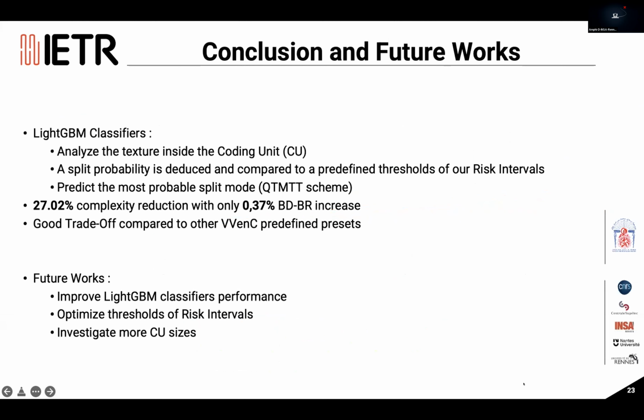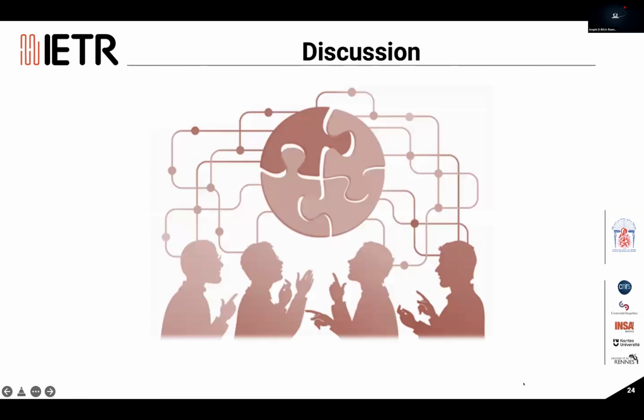As a conclusion, our LightGBM classifiers analyze the texture inside each coding unit to predict the best and the most probable split mode over the 6 possible modes in the quad-tree with nested multi-type tree. And we could achieve a good trade-off compared to the other VVenC predefined presets. As future work, we aim to improve our LightGBM classifiers' performance, optimize the thresholds of our risk intervals, and investigate more coding unit sizes. Thank you for your listening, and welcome to your questions.